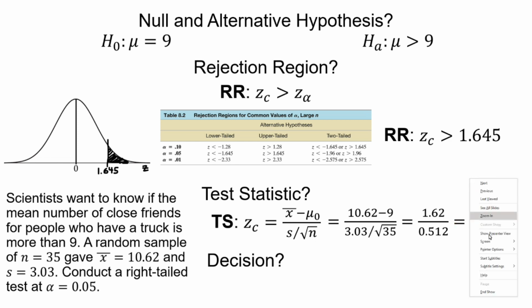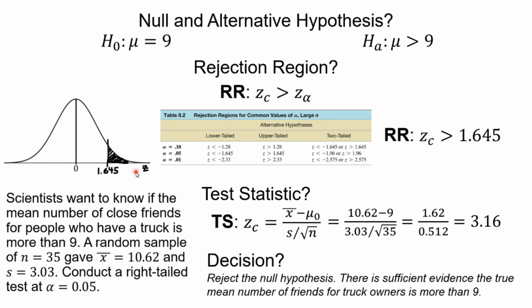We're in the rejection region, right? We're all the way over here. 3.16 is way over here. That's in the rejection region. So we reject the null hypothesis.